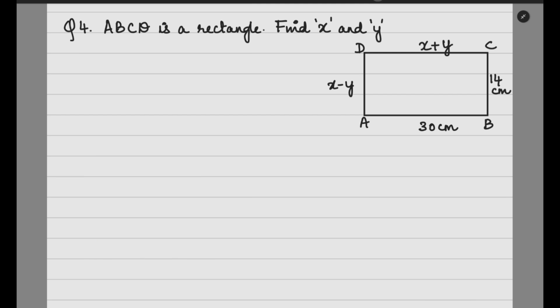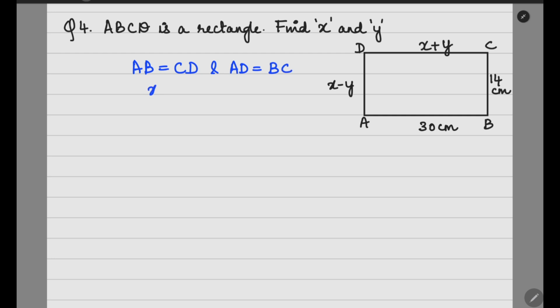ABCD is a rectangle. You have to find the values of x and y. Whenever you have a rectangle, you know the opposite sides are equal. So it's very easy. Opposite sides are equal in the sense that AB is equal to CD and AD is equal to BC.